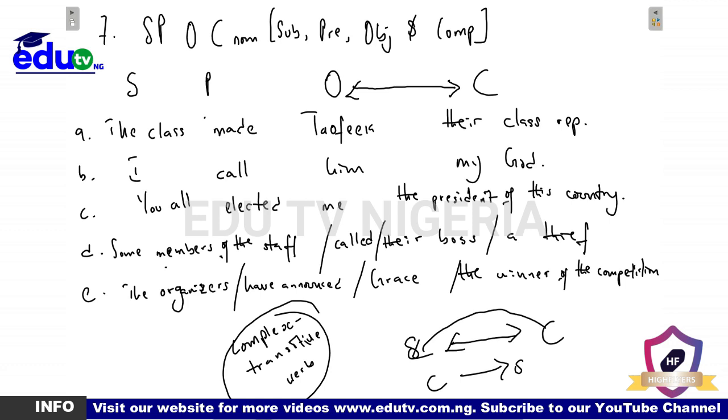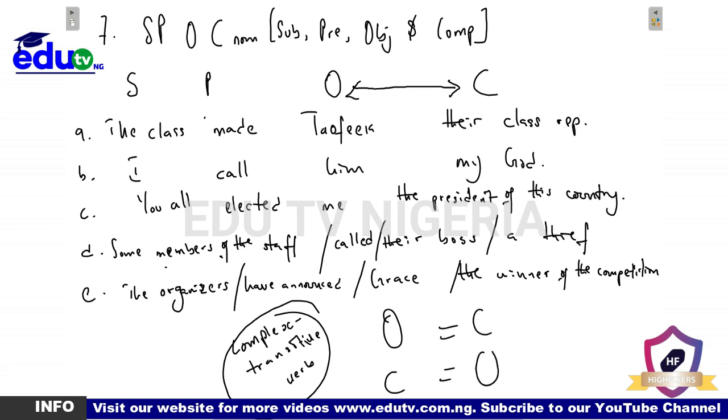And then don't forget also that the same way we say that all patterns can take optional adverbials, they can also be optional adverbials. It's as simple as that. So this time around, we would denote this with this. So we have object equals complement, and complement equals object. Complex transitive verb, that is, it takes an object and an object complement. That is, it takes a complement that refers back to the object. So pattern 8.